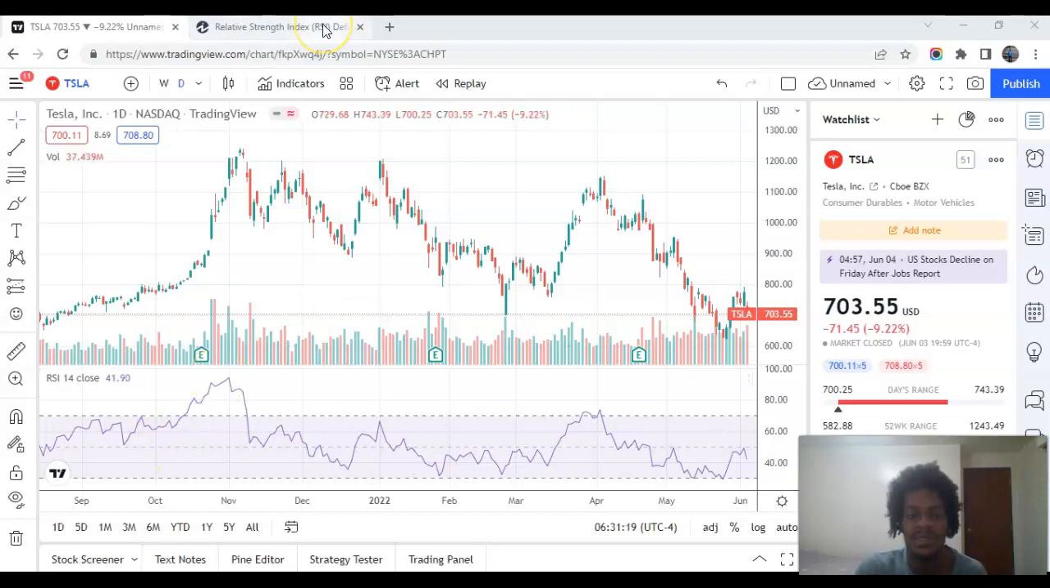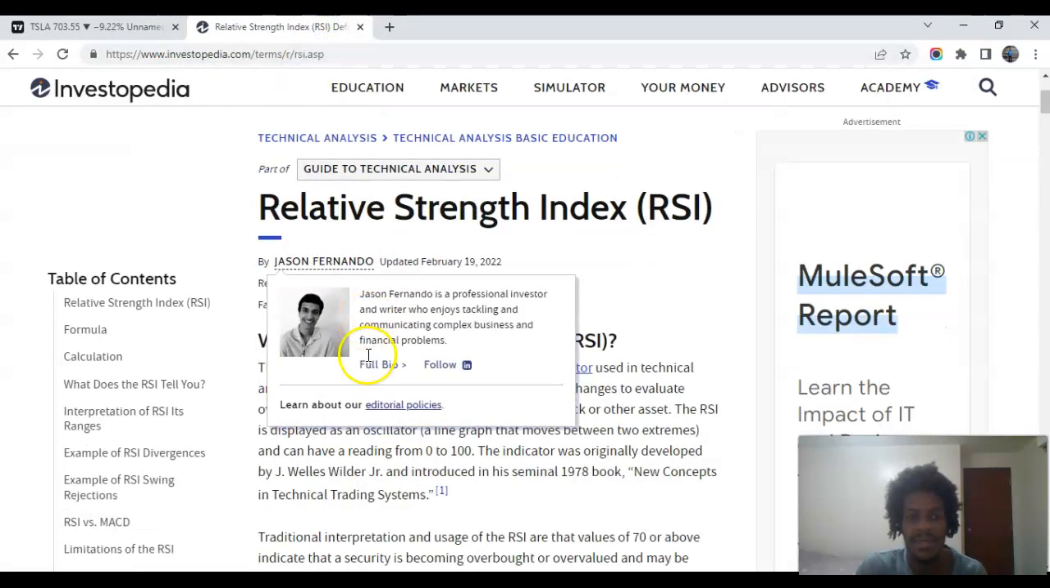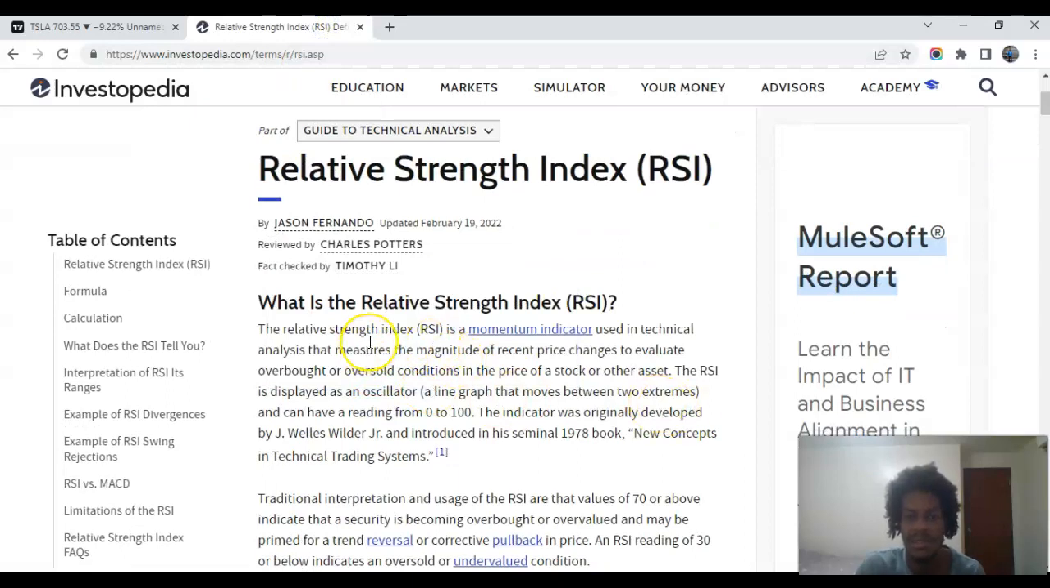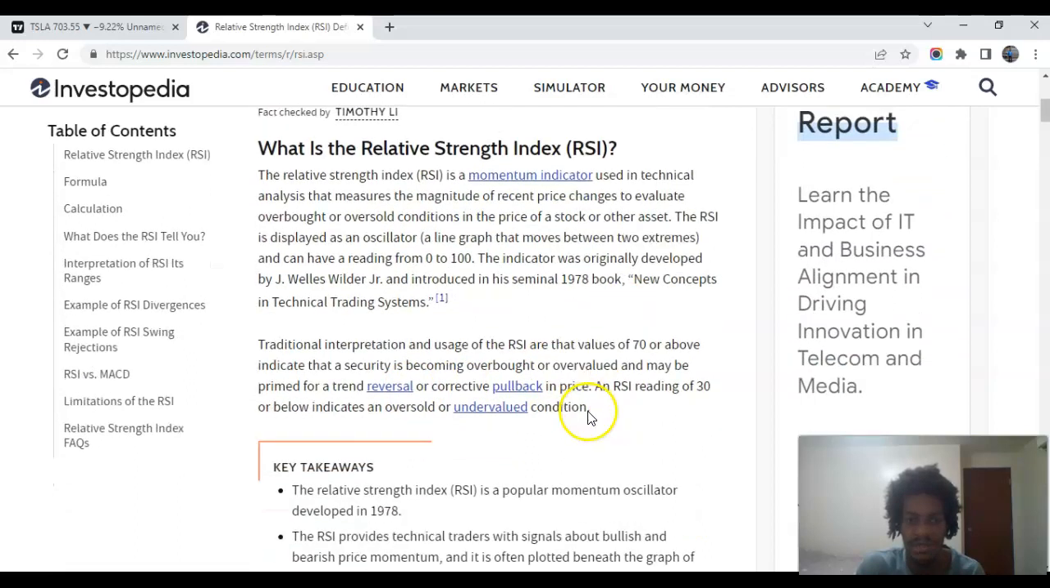Okay guys, so before I get into some examples here, I want to define exactly what the Relative Strength Index is. So this is on Investopedia. You can see here it says the Relative Strength Index is a momentum indicator used in technical analysis that measures the magnitude of recent price changes to evaluate overbought or oversold conditions in the price of a stock or other asset. The RSI is displayed as an oscillator, a line graph that moves between two extremes and can have a reading from 0 to 100. The indicator was originally developed by J. Wells Wilder Jr., introduced in his seminal 1978 book, New Concepts in Technical Trading Systems.